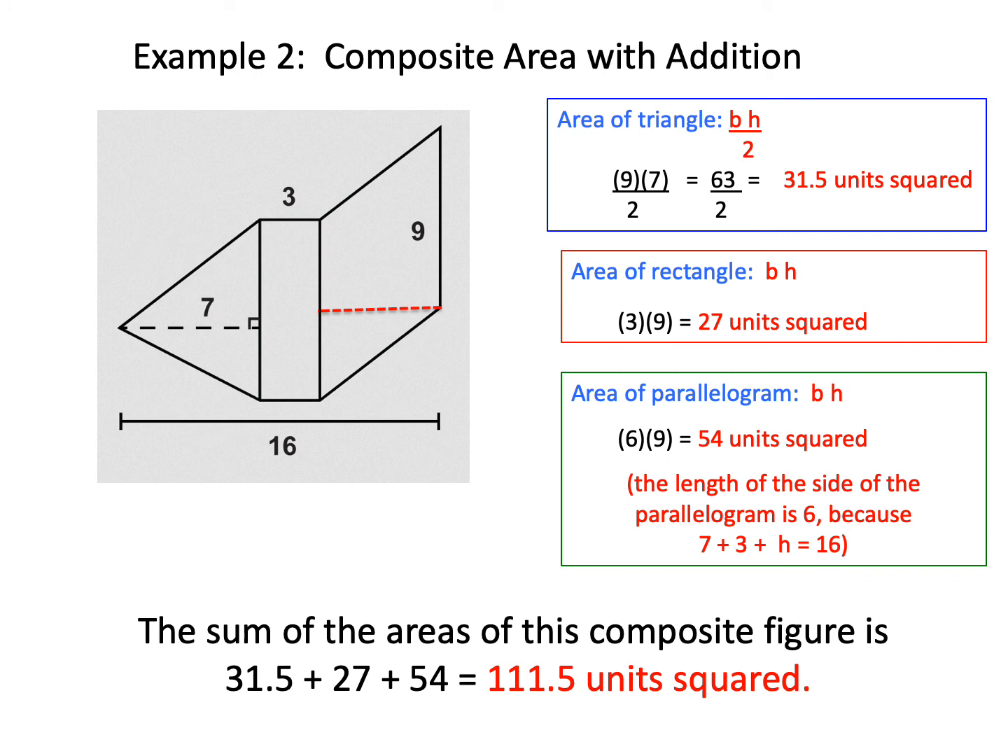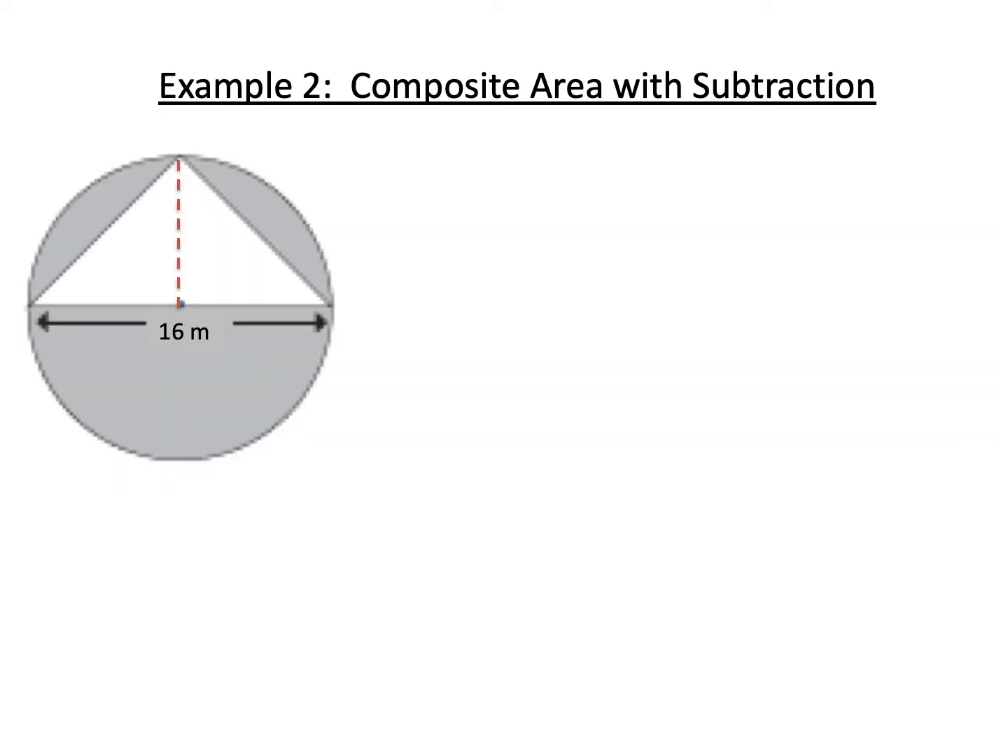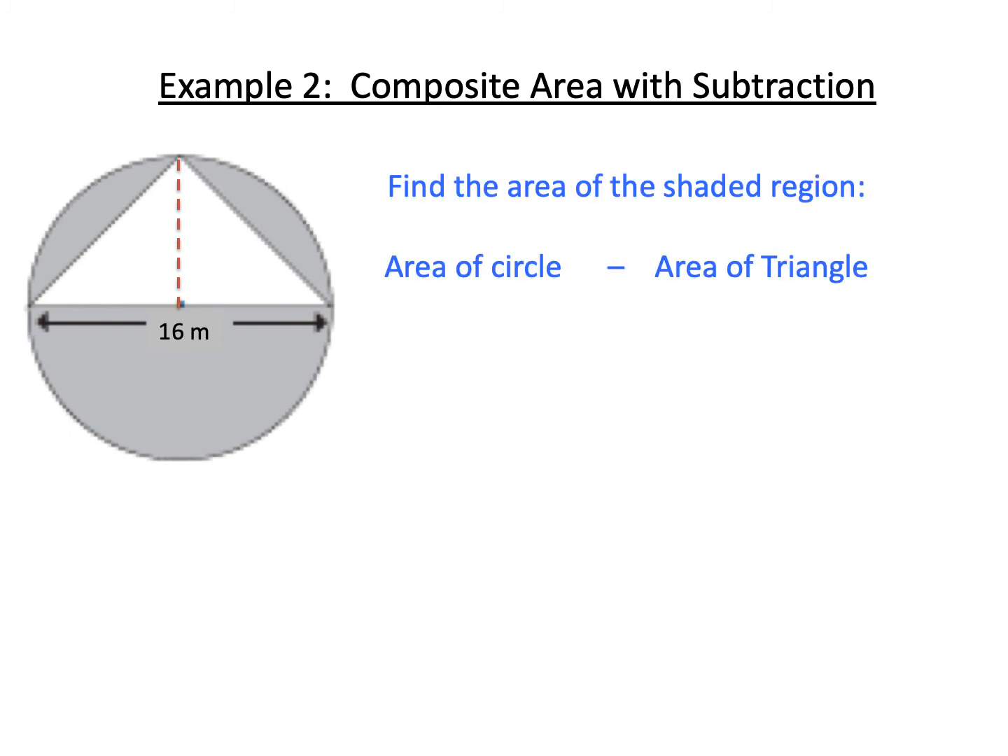The last step to find the composite area is to add together all of those areas, and we get 111.5 units squared. The second example shows composite area with subtraction. In this example, you see that we have a circle. The shaded area has a triangle that's been cut out. So to solve this one, we would first find the area of the shaded region by finding the area of the circle and subtracting the area of the triangle.